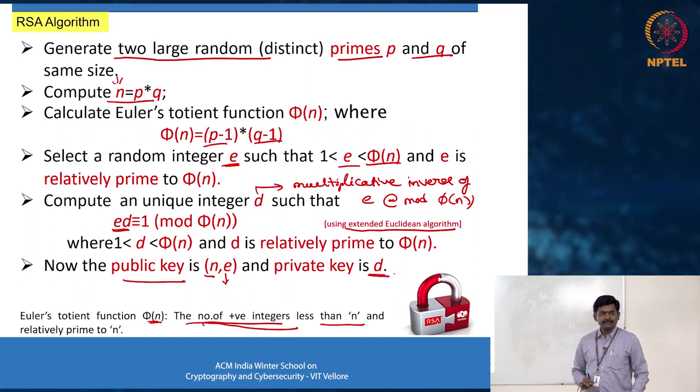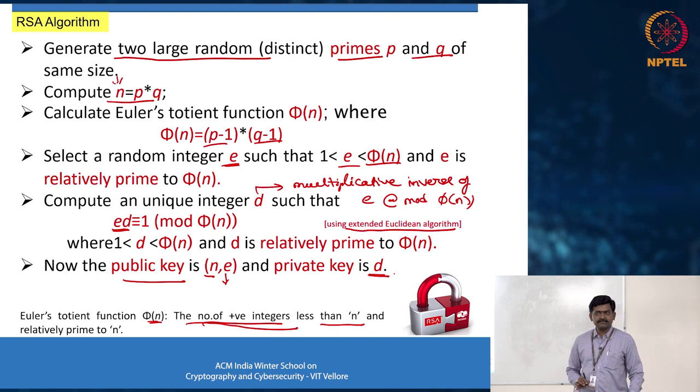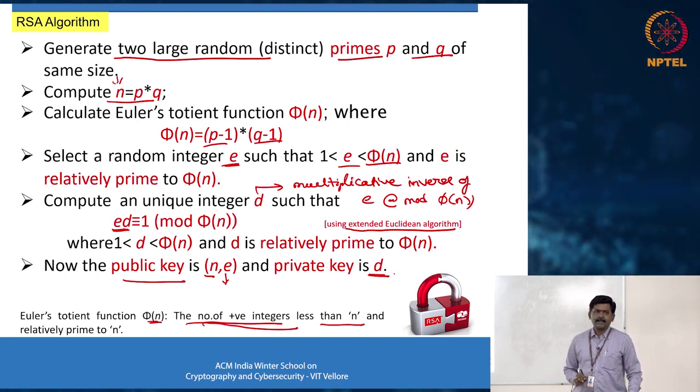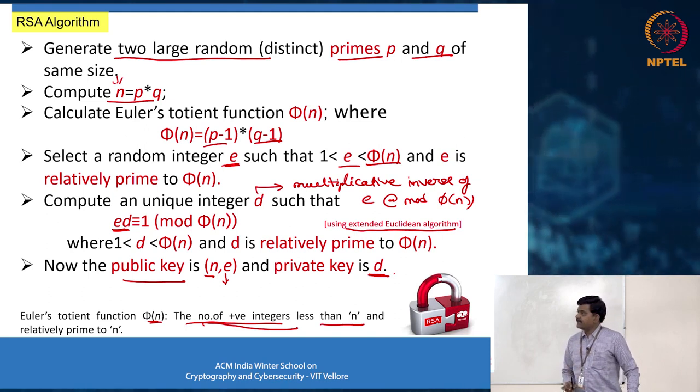Once you do that, what is the next step? Encryption and decryption. Now tell me, e and d, are they related or not?